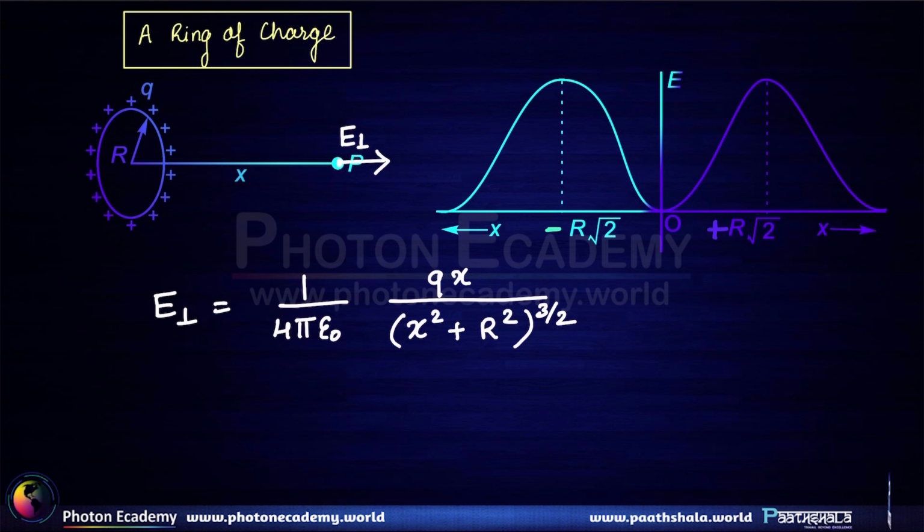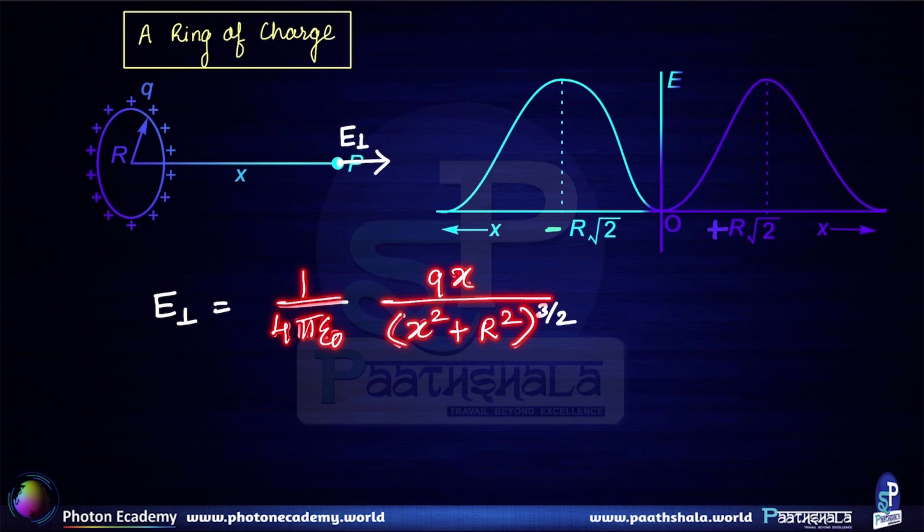The distance at which this point P is present, wherein we are noting down the expression for E perpendicular, is x. So the expression for E perpendicular happens to be 1 upon 4 pi epsilon naught, qx upon (x square plus r square) raised to 3 by 2. So this is the expression, and we need to know this expression by heart.